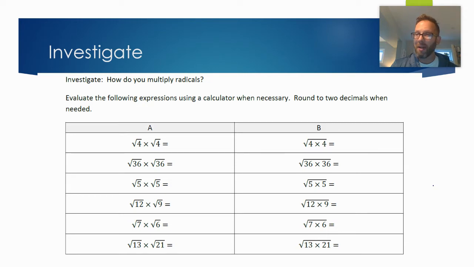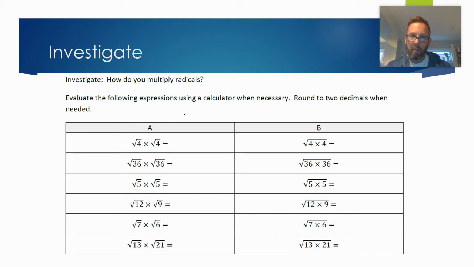But instead of me just telling you the rule, I'd like you to do a little numerical investigation here. I have two columns, and the calculations look similar, but there is a difference. In A, we're rooting each number and then multiplying the result. And in B, you multiply the numbers together and then square root what you get. So I'll do a couple with you.